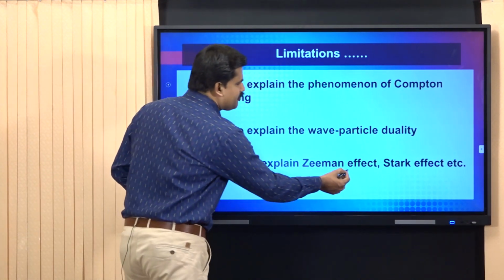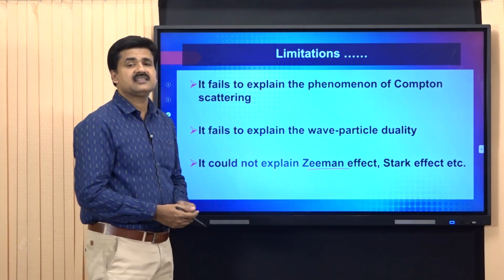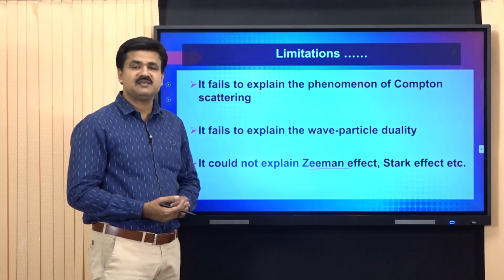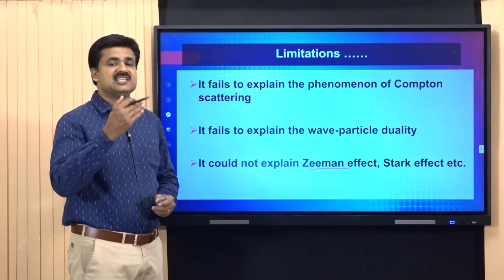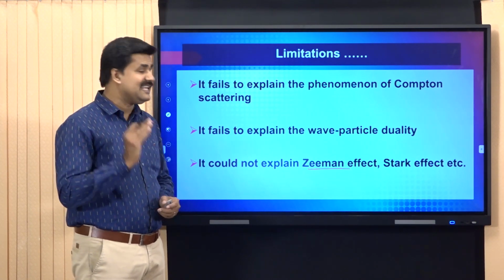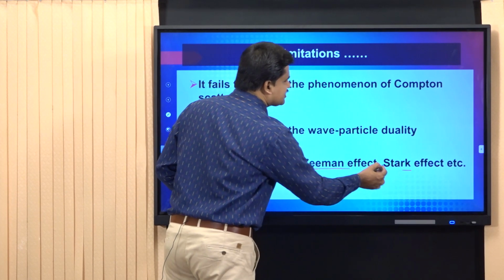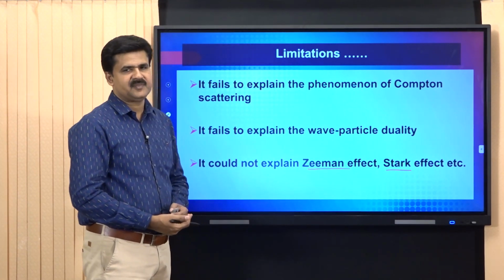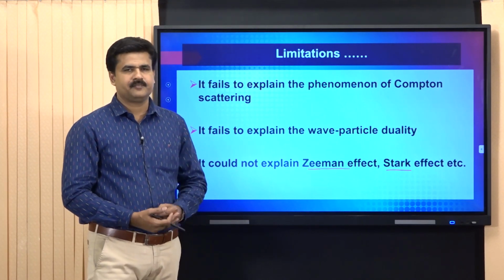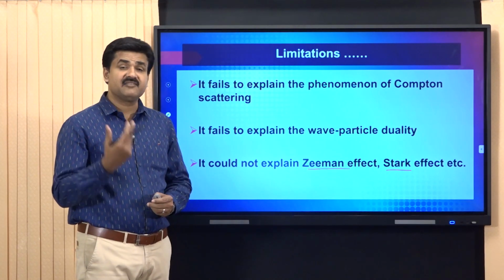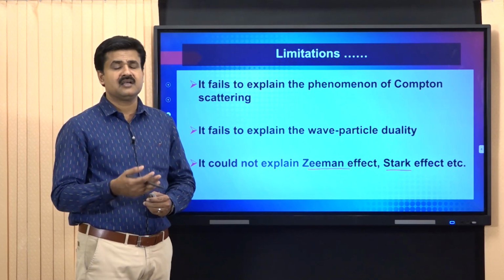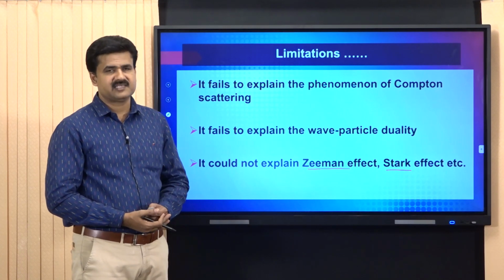The splitting up of spectral lines under the influence of a magnetic field is termed the Zeeman effect, whereas the splitting up of spectral lines under the influence of an electric field is termed the Stark effect. These cannot be explained on the basis of classical mechanics. That means there are several limitations in explaining microscopic phenomena based on classical mechanics.